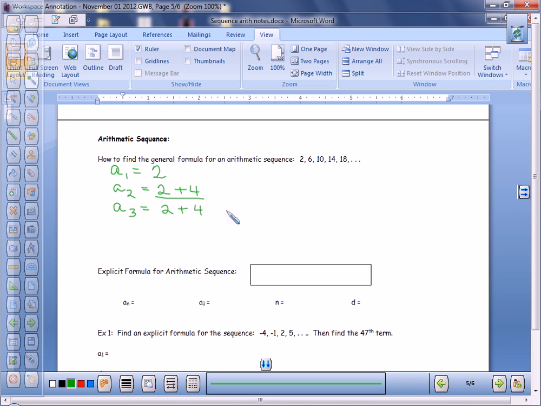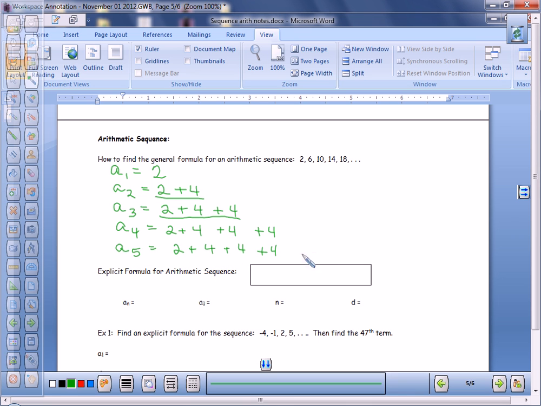Okay? To get the next one, I take the one before it, and what do I do? Add 4, so 2 plus 4 plus 4. To find the fifth term, I take the one before it, 2 plus 4 plus 4 plus 4, and then I add 4.